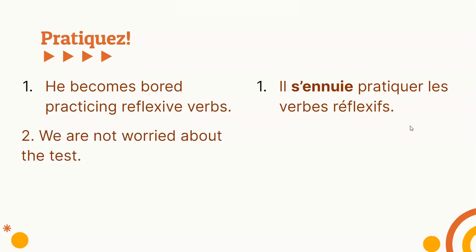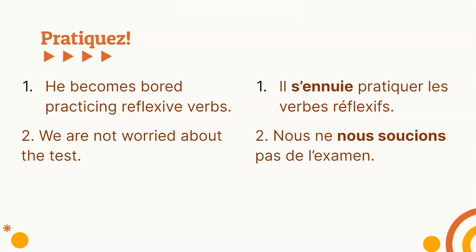Let's try another one. We are not worried about the test. So pause, give your best guess. It would be like, we do not worry ourselves. Nous ne nous soucions pas de l'examen. Right? We worry would be nous nous soucions. We worry ourselves. We add the ne and the pas. We keep the reflexive pronoun and the verb together. Ne and pas go around those set of words to make it negative, to say we do not worry ourselves de l'examen.